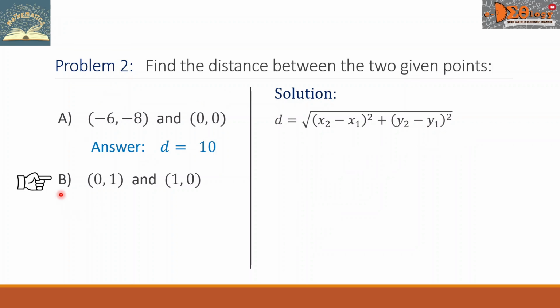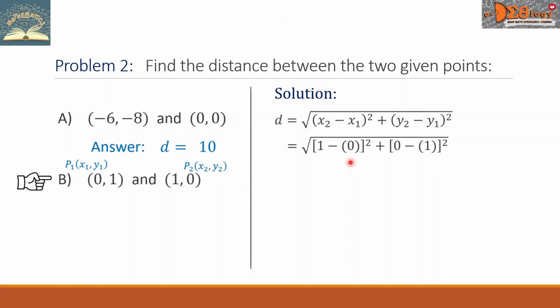We go to B. The points are 0, 1 and 1, 0. The first point we consider to be the P sub 1 with x sub 1, y sub 1. And the second point is the P sub 2 with coordinates x sub 2, y sub 2. Let us now substitute the values in our formula. X sub 2 is 1 minus x sub 1, that is 0, now with power 2, plus y sub 2, that is 0, minus y sub 1, that is 1, with the power 2.